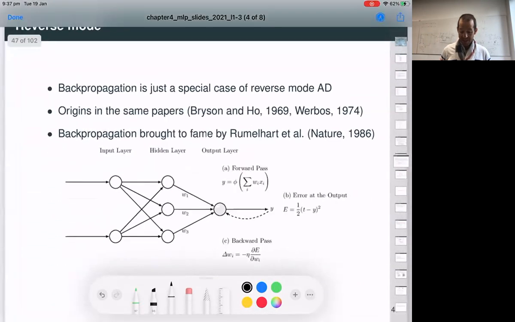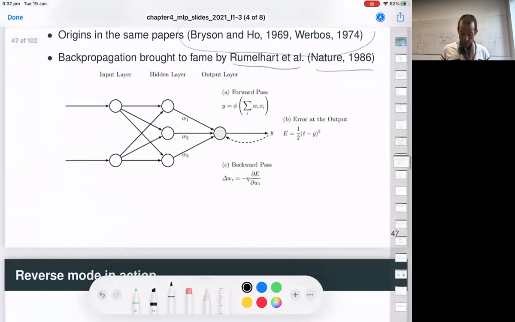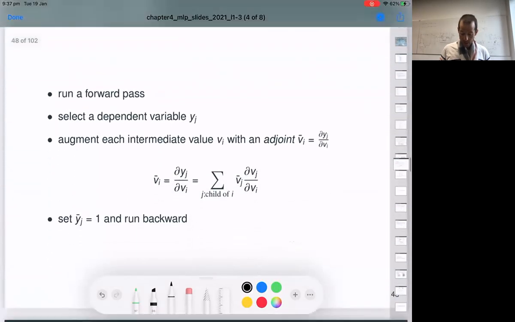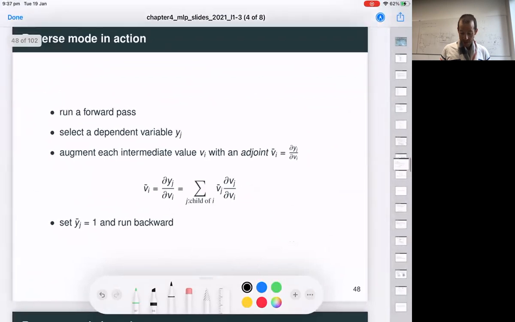And the reverse mode, in fact, is the same as backpropagation. Backpropagation can be seen as a special case of the reverse mode of automatic differentiation. The two original papers are from 1979 and 1974, and it was brought to fame in a nice paper in Nature in 1986. So we go through backpropagation, the reverse mode of the automatic differentiation.